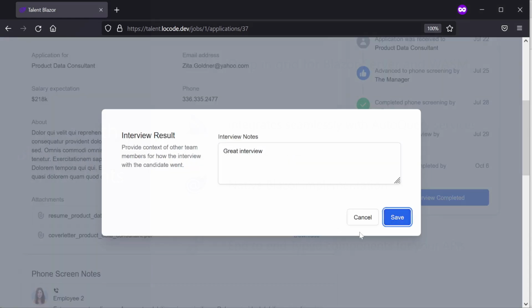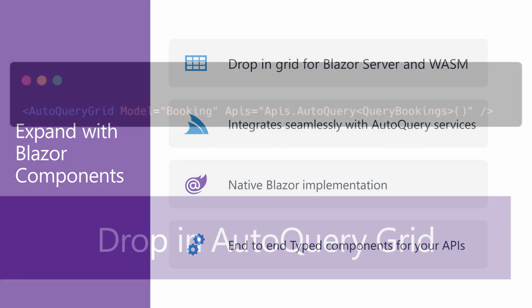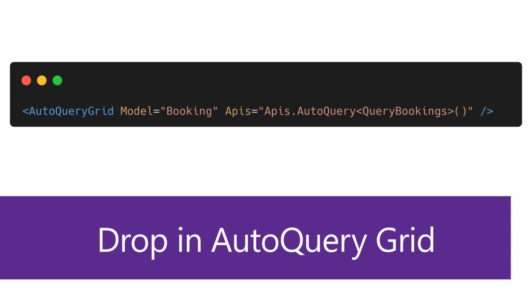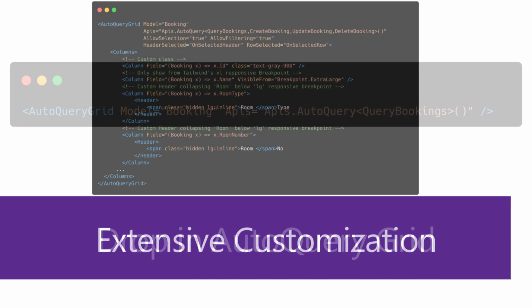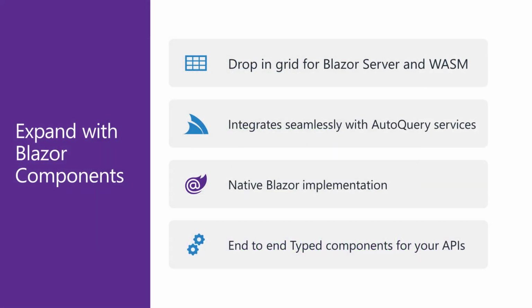The ServiceStack Blazor component library provides all the tools you need to quickly integrate with your ServiceStack services while still giving you a high degree of customization that you can use when building your own Blazor application. These components work with both Blazor WASM and Blazor Server, so you can choose the right technology fit for your team while still getting the maximum reuse from your ServiceStack services.